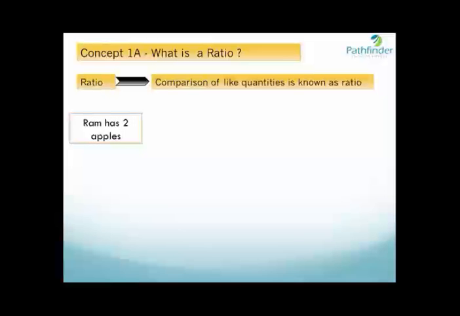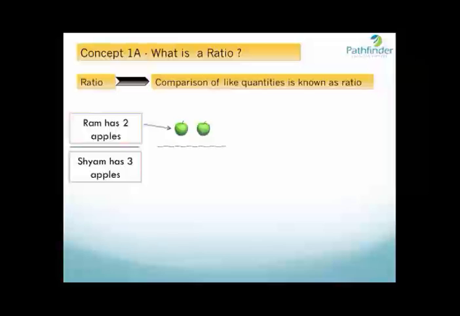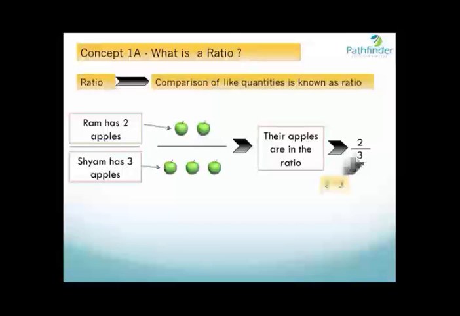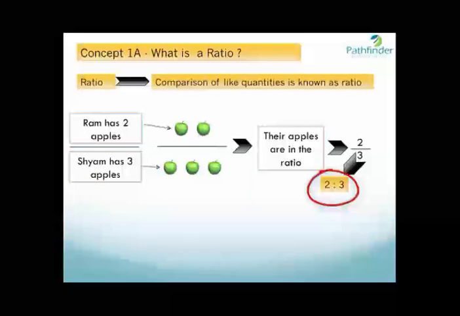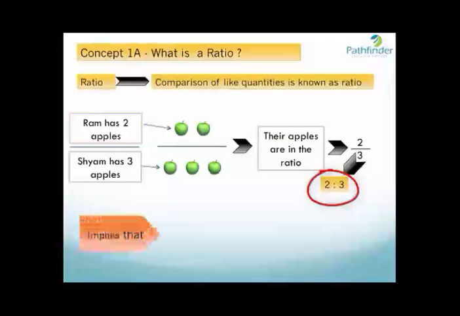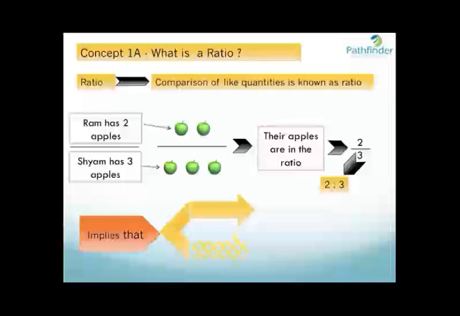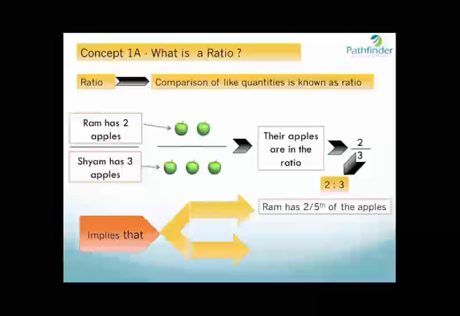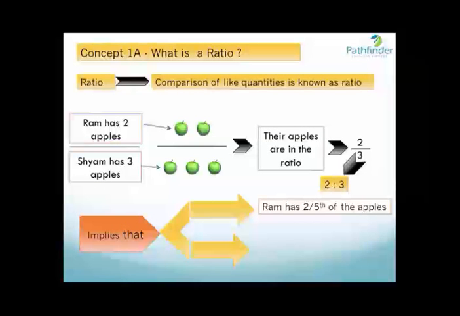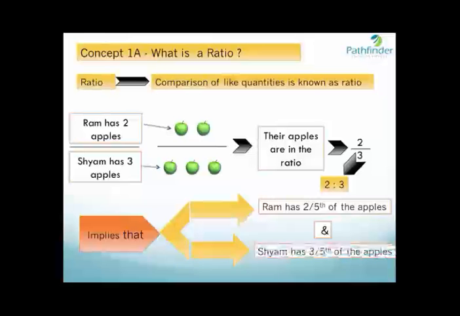For example, Ram has 2 apples as depicted in the visual there, and Sham has 3 apples again as depicted. So the ratio of Ram's apples to Sham's apples is 2:3, and we represent it as 2:3 as shown there on your screens. It implies that Ram has 2/5 of the entire lot of apples, and Sham has 3/5 of the entire lot of apples.